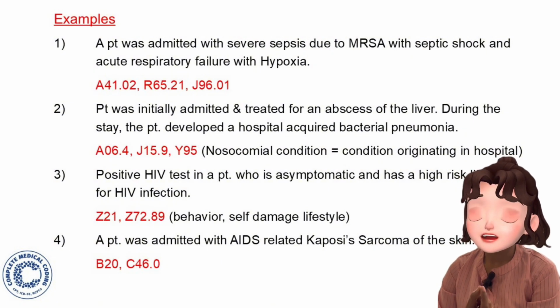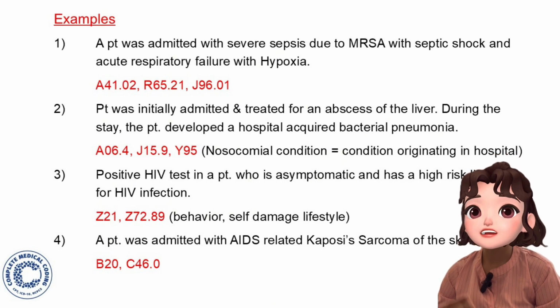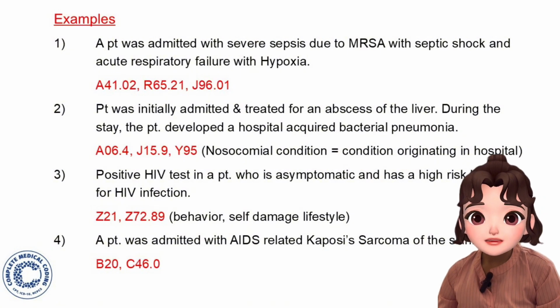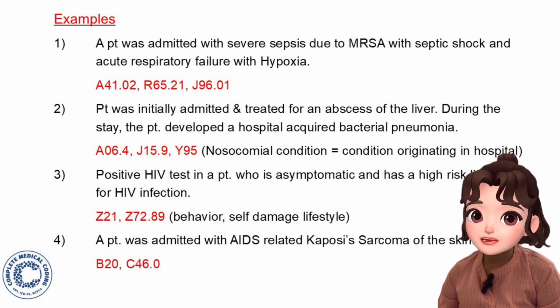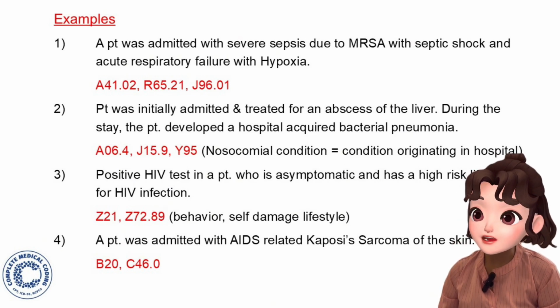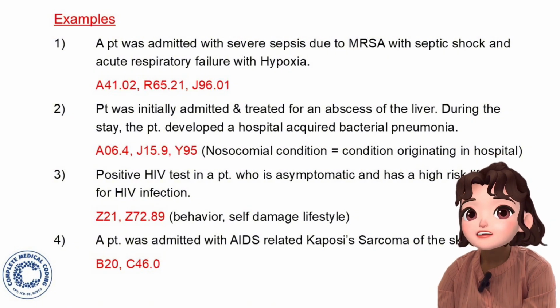Initially, the patient is admitted for abscess of liver. So code always the abscess of liver, the condition, first, then followed by the organism. If there is no organism, code the unspecified pneumonia code. Then code the condition originated in the hospital. That has to be coded at last, Y95. Alright.